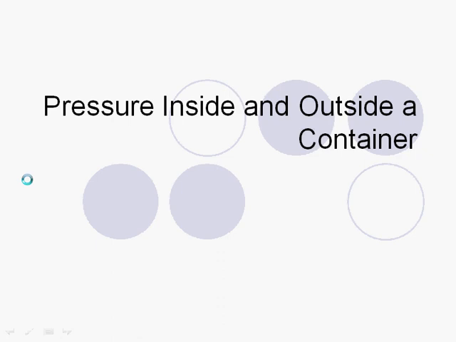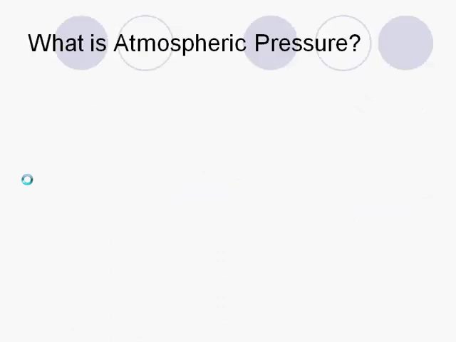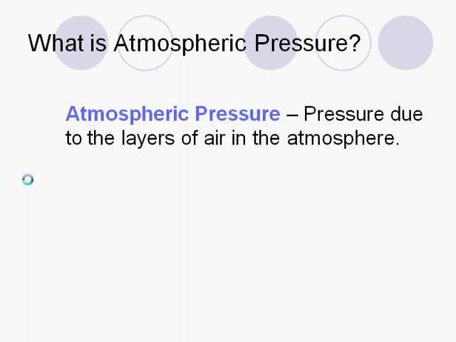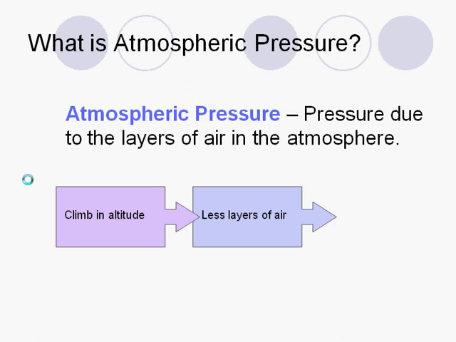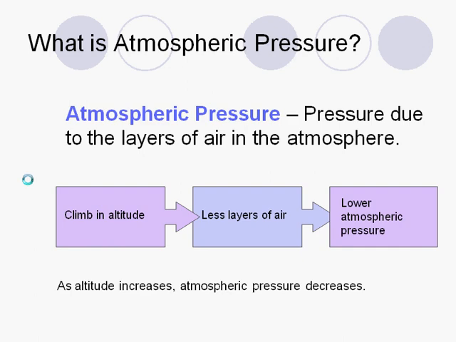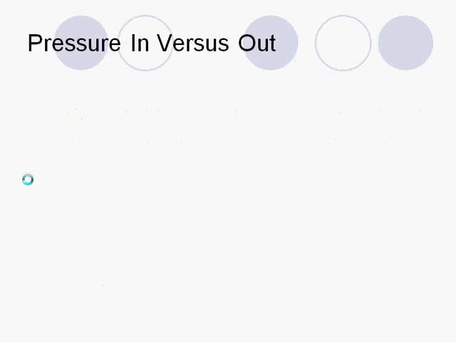Well, what happens inside and outside a container when we change our pressure? Atmospheric pressure is the pressure of the atmosphere, the layers of the air around us. Well, we typically don't even notice that atmospheric pressure is around us because it's been there our whole lives. We also have air in our lungs that help balance that out. But if we change altitude, if we go higher, there's fewer layers of air. So when there's fewer layers of air, then the atmospheric pressure is going to be lower. So as altitude increases, that atmospheric pressure decreases because there's fewer layers of air.